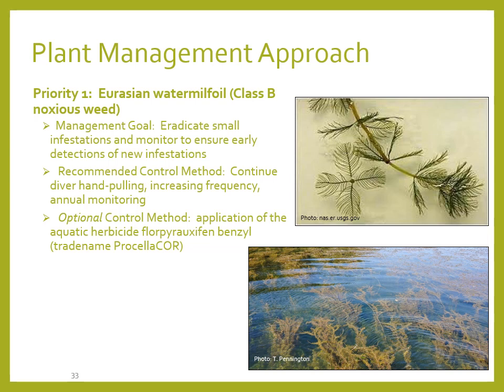The first priority was Eurasian water milfoil, which is a Class B noxious weed. The management goal for Eurasian water milfoil is eradication of the small remaining infestations, followed by monitoring for early detections of new infestations. The recommended control method for this goal is to increase diver hand pulling, also increasing frequency of annual monitoring. If that increased diver hand pulling and monitoring cannot begin, say, in 2022, an option for achieving the management goal of eradication is the use of the aquatic herbicide ProcellaCOR to reach that management goal of eradication.